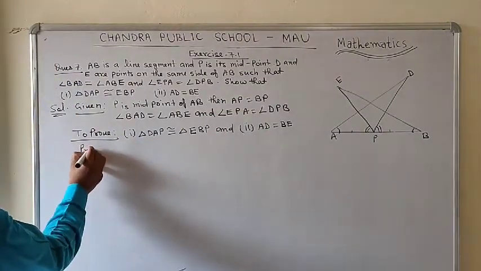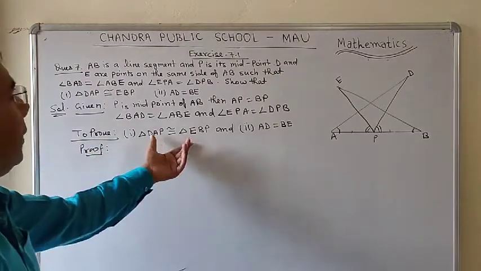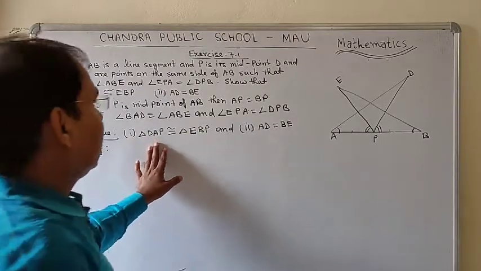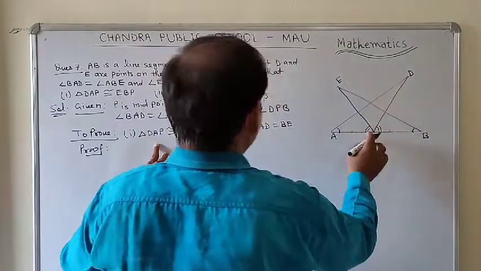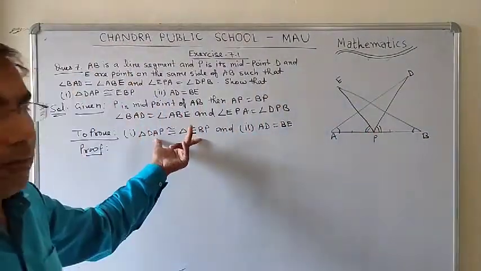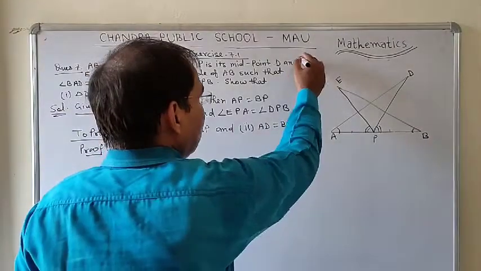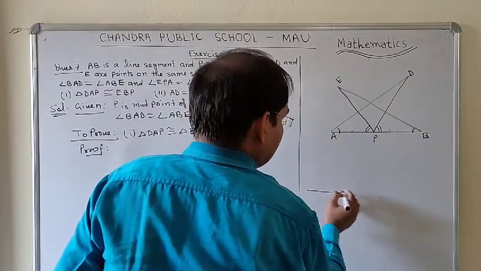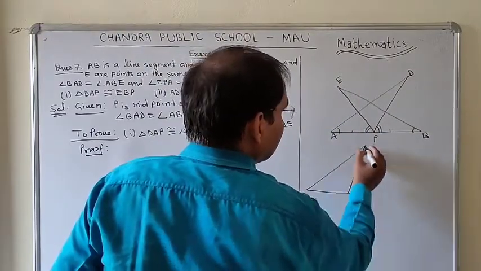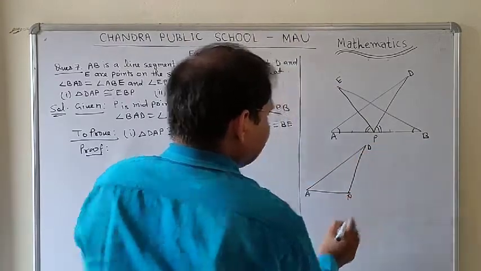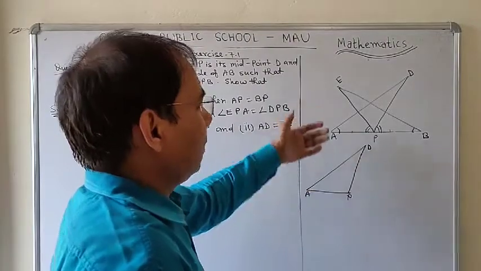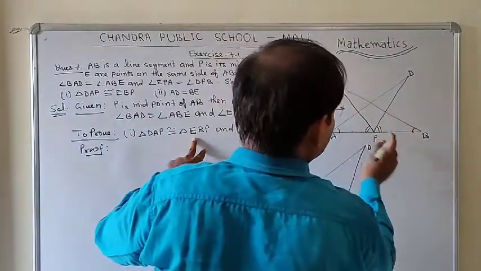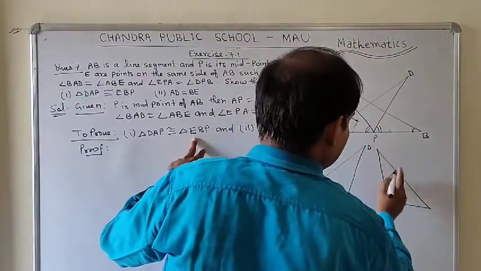Now the proof. If you are going to prove two triangles congruent, then you need to show three values equal that follow the congruency criteria. So triangle DAP. If you are confused, then draw both the triangles separately, so it will be easier to understand. It is not necessary to draw them separately, but to explain that I am going to draw it. Here it is DAP, and triangle EBP. It is something like that.